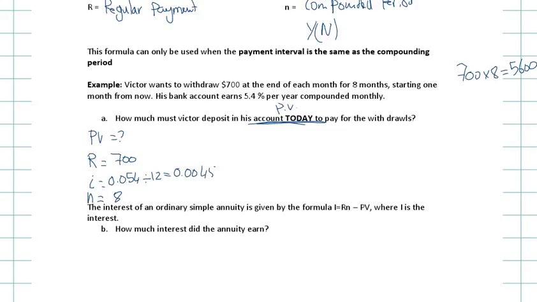Okay, so what is the formula? PV equals R, open bracket, 1 minus, open bracket, 1 plus i, close bracket, to the power of negative n, divided by i. So you have to be careful when you're plugging into your formula that you're plugging in the power of negative n. Okay? So let's fill in this.